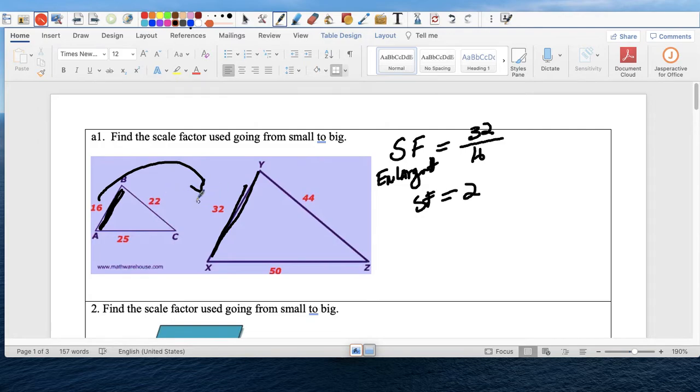How did the 16 become 32? Times 2. How did 22 become 42? Times 2. How did the 25 become 15? Times 2. So the scale factor for the enlargement is 2.